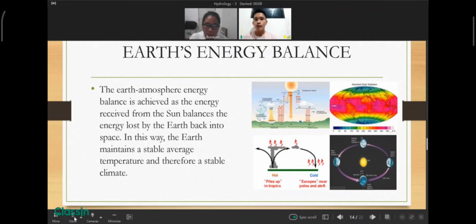In Tagalog, when the Earth receives energy from the sun, it has the capability to balance it. A part of the energy from the sun is reflected back to space, and some is absorbed by the Earth. And the Earth has the capability to keep its temperature stable. And climate. Next.